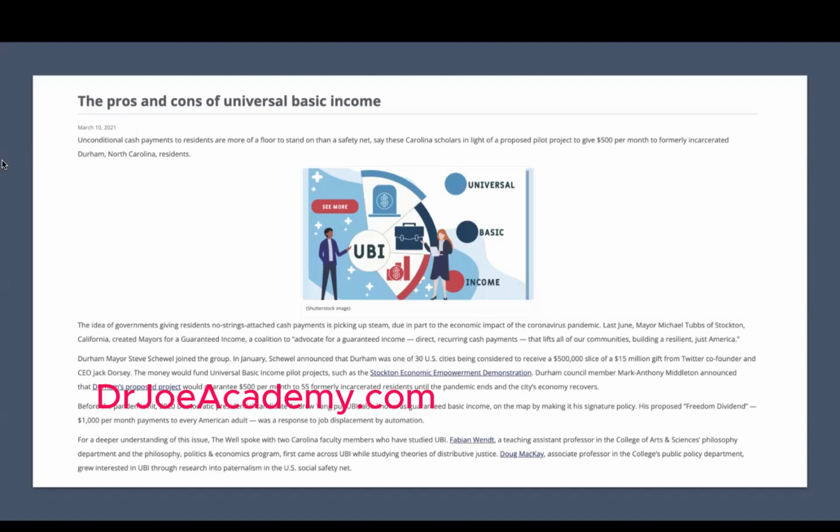economy recovers. Before the pandemic hit, 2020 Democratic presidential candidate Andrew Yang put UBI, also known as Guaranteed Basic Income, on the map by making it his signature policy. He proposed a freedom dividend, $1,000 per month payments to every American adult who's vulnerable to job displacement by automation.